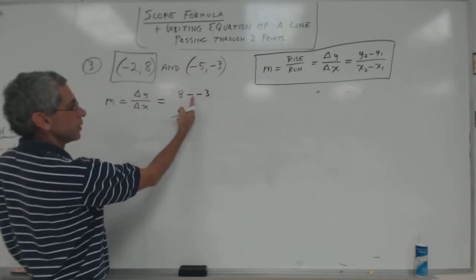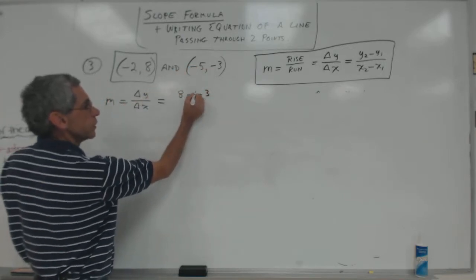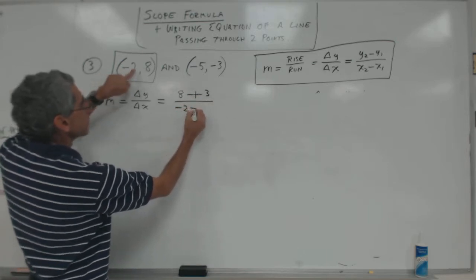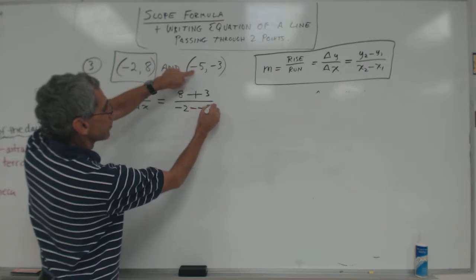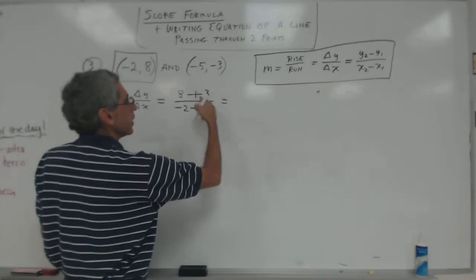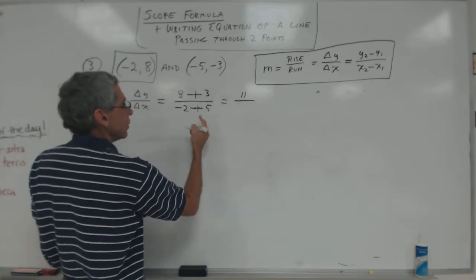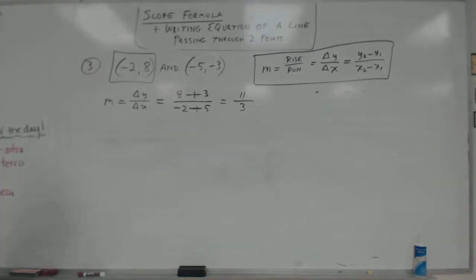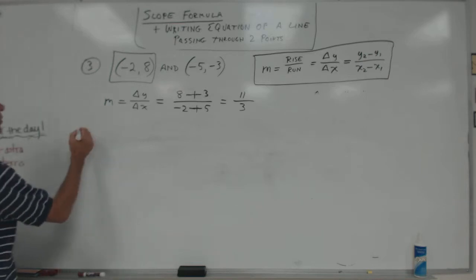This is the y. So it's going to be 8 minus a minus 3. So what does that really mean? 8 plus 3, right? Over negative 2 minus a negative 5. So really, that means negative 2 plus 5. So that gives me 8, 9, 10, 11 over 5 minus 2, which is 3. So that would be my slope. Right? Make sense? So it's rise 11 and run 3. Right? So let's try another one.